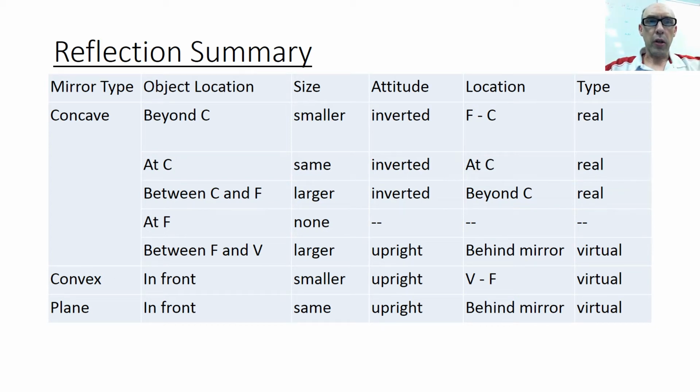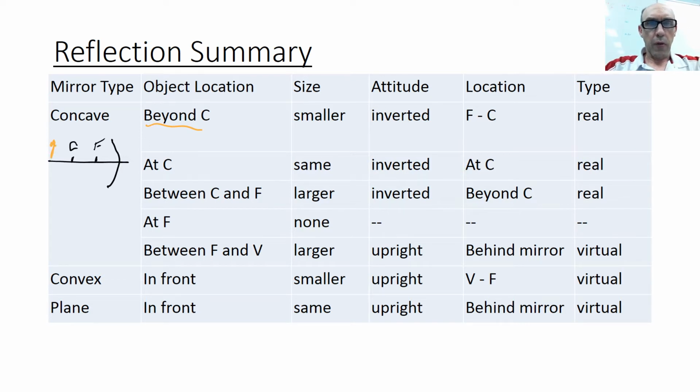So let's have a look at a summary of the reflection based on the type of mirror we've got. So concave mirrors, quick refresher. If I draw a principal axis in the left-hand box here and put a concave mirror on it, and if I then put in a focal point and a center of curvature. Okay, so we're talking about locations, so beyond C, of course. So if I'm looking at beyond C, we've got some kind of thing out here someplace.